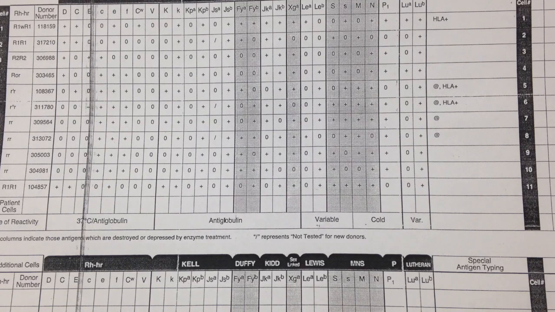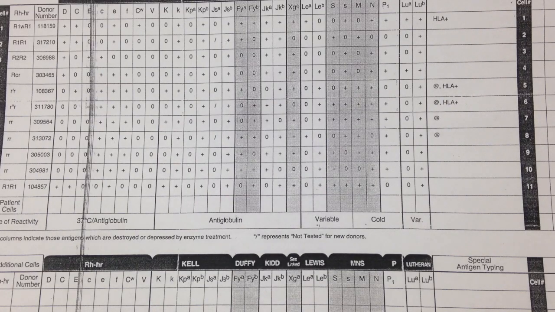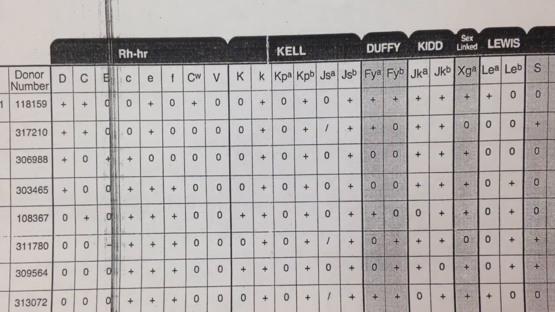There's a lot to a panel, and I'm just going to point out a couple things as we go along here. One of the things that I think is probably pretty important off the get-go is homozygous and heterozygous cells. I'm going to use Kel here as an example of what I'm talking about.